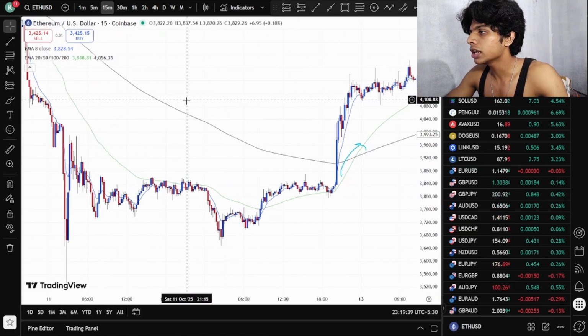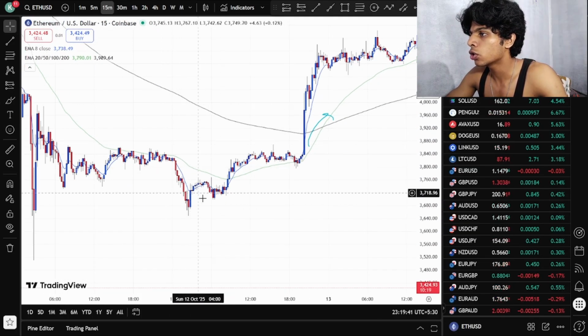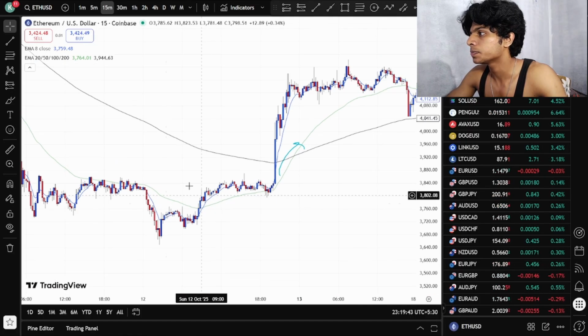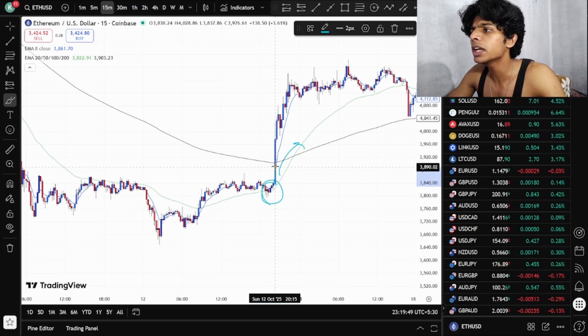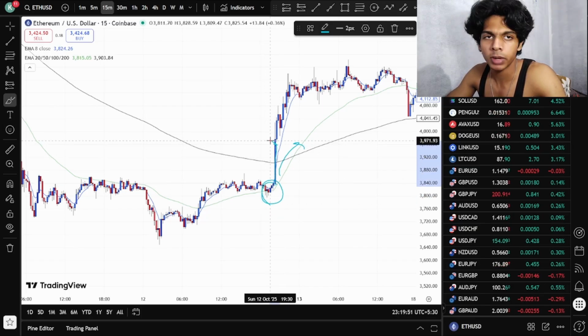Now we are still under. Here you can see no crosses, no trades. Now over here, the price has a crossover. Then it gave a big momentum candle, right? It gave a big momentum candle.